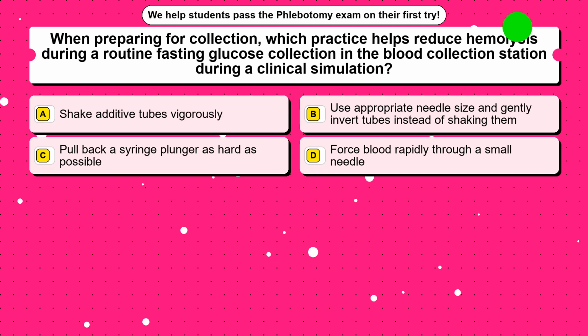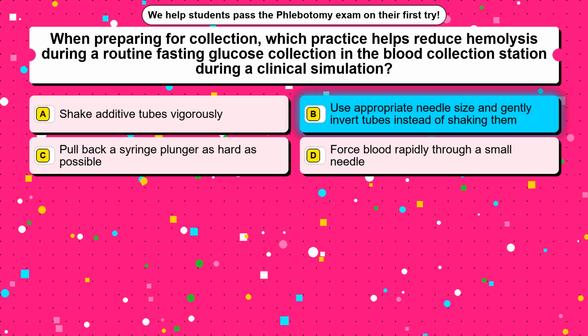Question 30. When preparing for collection, which practice helps reduce hemolysis during a routine fasting glucose collection in the blood collection station during a clinical simulation? Option A. Shake additive tubes vigorously. Option B. Use appropriate needle size and gently invert tubes instead of shaking them. Option C. Pull back a syringe plunger as hard as possible. Option D. Force blood rapidly through a small needle.